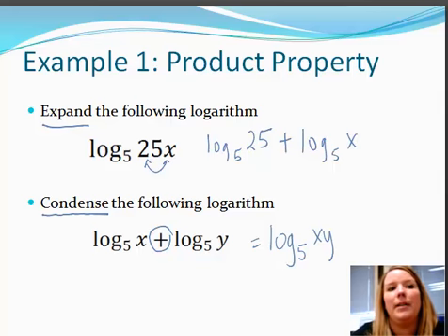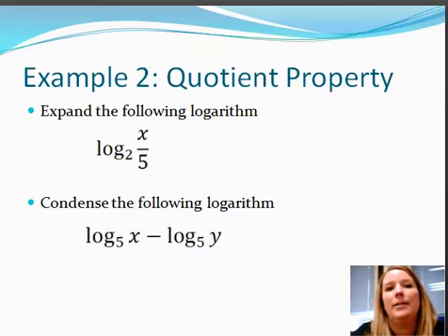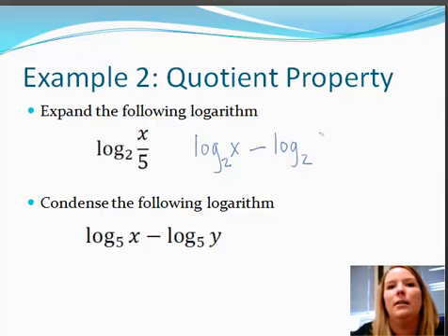Now the quotient property says if we're dividing, we subtract. So in this case we have x divided by 5. So we do log base 2, because the base is 2, of x, minus log base 2 of 5. And that would be what it's equal to. Now notice it's not equal to a number because we're just expanding it. We're not changing it, we're not solving it, we're just writing it in a different way.